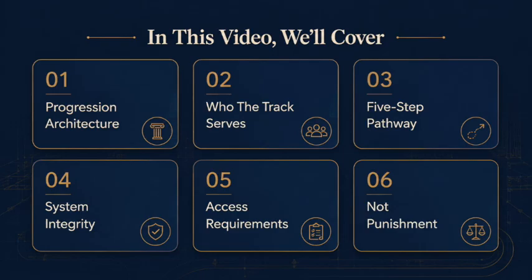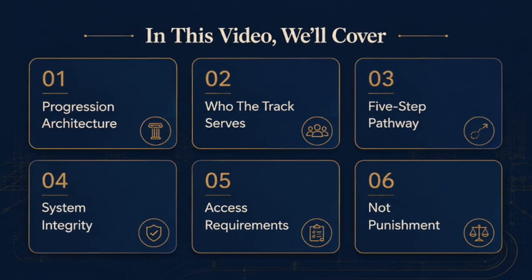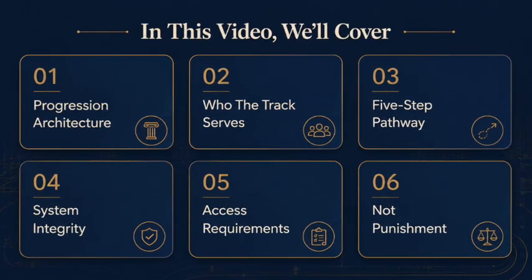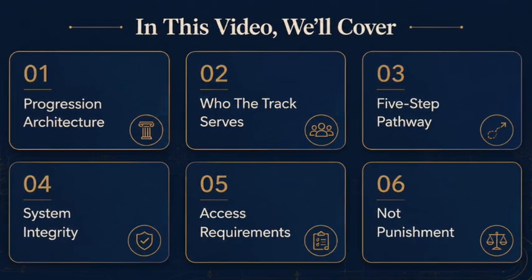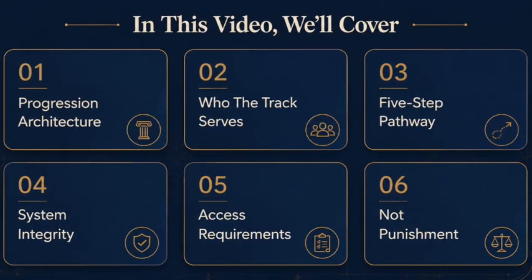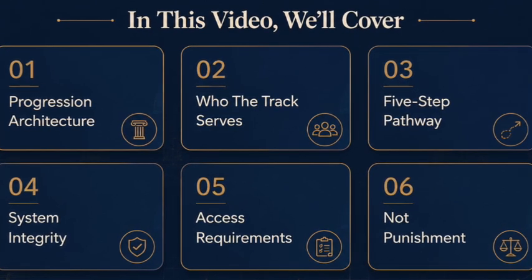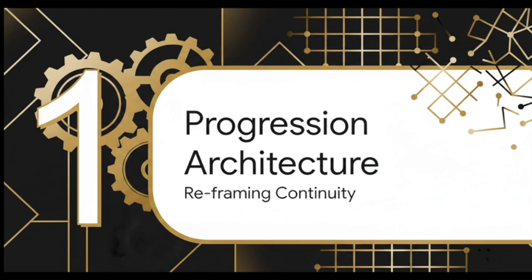We've got 6 foundational phases on the agenda for today. We'll start with the progression architecture, then look at who the track serves, and walk through the 5-step continuity pathway. After that, we'll dive into preserving system integrity, lay out the progression access requirements, and finally wrap it all up with the core philosophy, architecture, not punishment. Let's get to it. Kicking things off with Section 1, the progression architecture, and how we are completely reframing continuity.